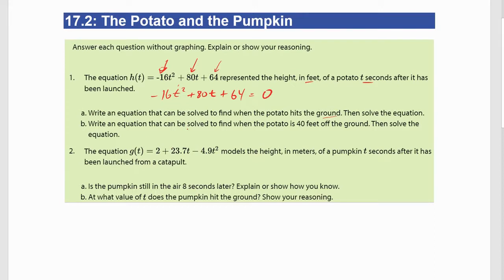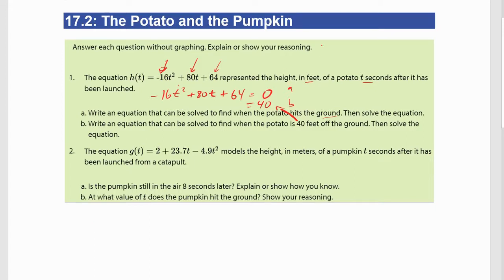All right, so let's see, find when the potato is 40 feet off the ground. Now, if it's 40 feet off the ground, you just set it equal to 40, and then you just solve. So this is for A, and this is for question B. And then solve the equation. There are so many ways we can solve it. Quadratic formula is one of the best ways I would do it.